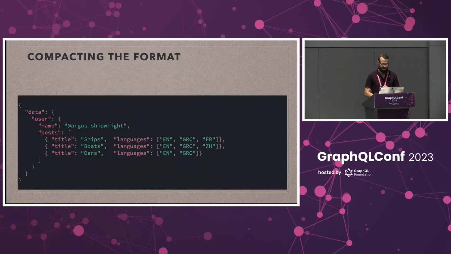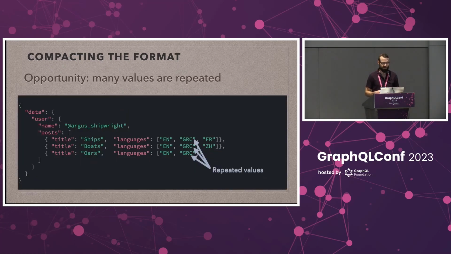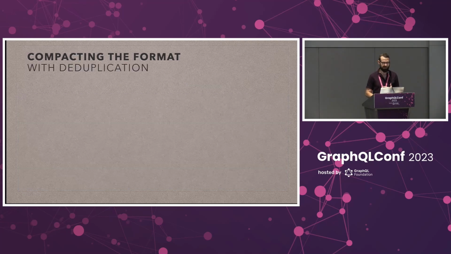Another opportunity we have is that many values are repeated, such as the language code for ancient Greek, which comes up multiple times. Over the internet, if we're using compression like gzip, then there's a good chance that a lot of this will compress away. But as we discussed before, we still have to pay the serialization and deserialization costs for each value. So we might be able to improve on this by deduplicating repeated values.